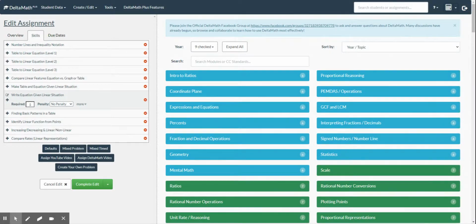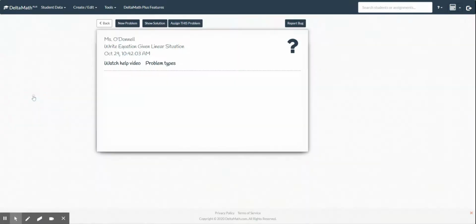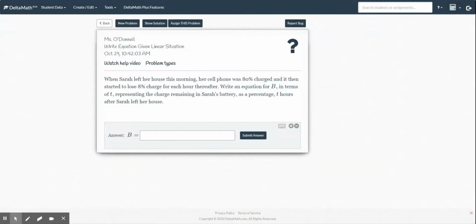Another question came through for this Delta Math assignment on writing equations given a linear situation. So remember, we know we have a linear function if we can identify a constant rate of change.